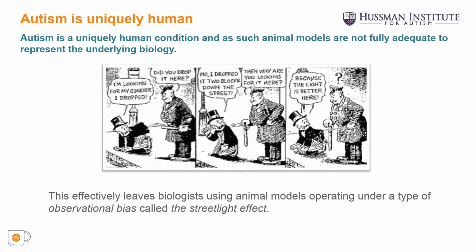Although animal models are important and have gotten us to where we are now, autism is a uniquely human condition, and as such, animal models are not really adequate to represent the complex underlying biology of autism. This effectively leaves biologists using animal models operating under a type of observational bias called the streetlight effect, and you can see that in the cartoon reflected there.